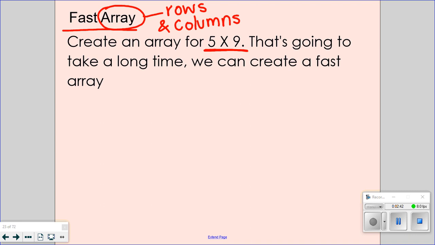You had to do this for Math Choice Board last week. Go for it, Bryson. Do you want me to read the whole thing or just the expression? Okay. So 5 groups of 9. Yeah, 5 groups of 9. So we could have 5 rows with 9 columns. That is a lot of dots.